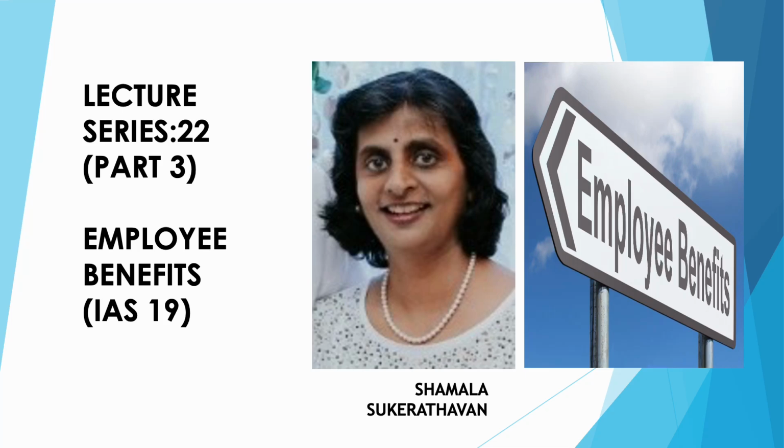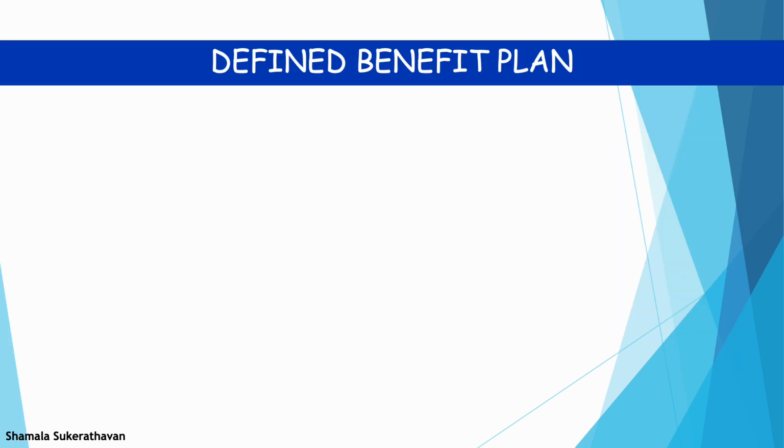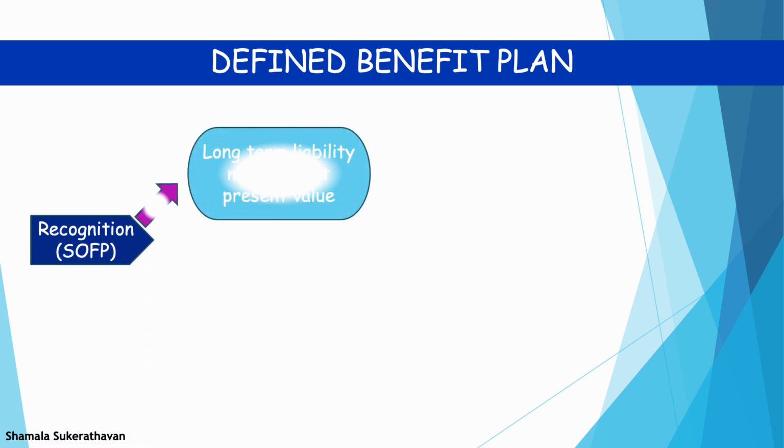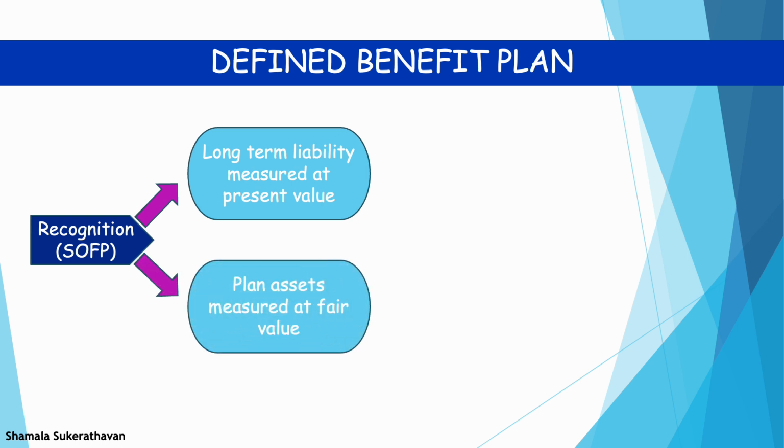Hello there. Part 3 of Lecture Series 22 focuses on accounting for a defined benefit plan as set out in IAS 19. Under a defined benefit plan, as an entity has an obligation to provide pension benefits to its employees, the entity should recognize a long-term liability measured at present value. The assets of the pension plan shall be measured at fair value.